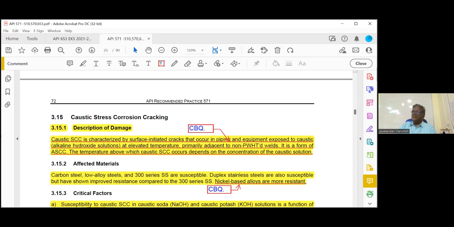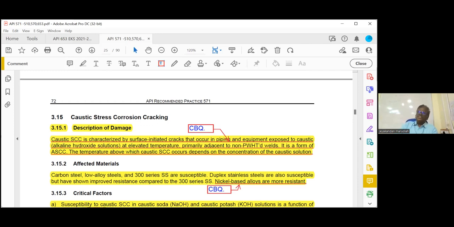ACFM, alternate current field measurement. What is ACFM? It is the same as MFL. The difference between ACFM and MFL is that MFL you can do only in ferromagnetic materials. You cannot do MFL of stainless steel, austenitic stainless steel, whereas ACFM we can do in all conductive material: austenitic stainless steel, copper, aluminum. We cannot do MFL, but we can do ACFM. That is alternate current field measurement.